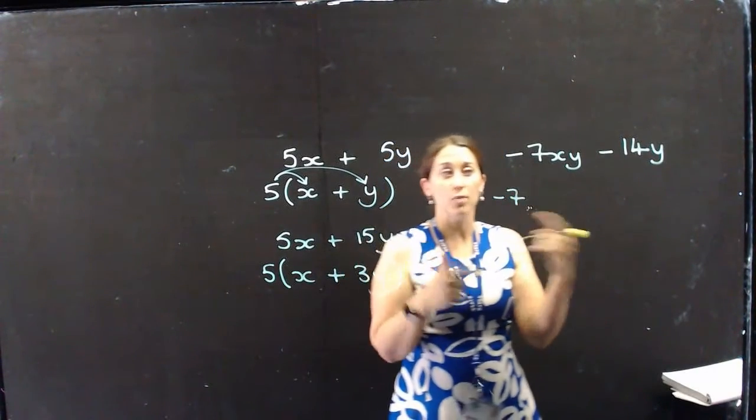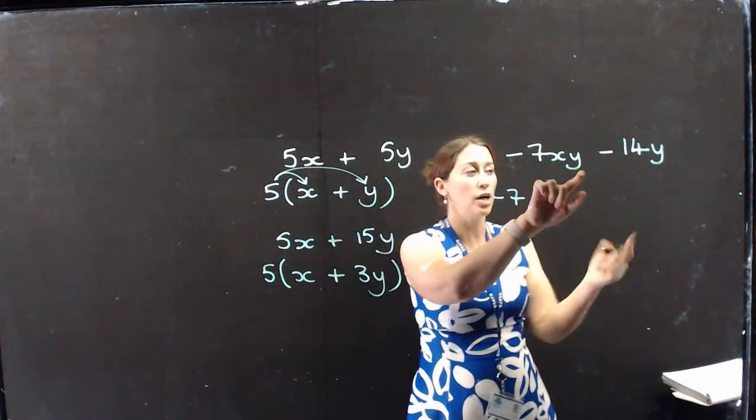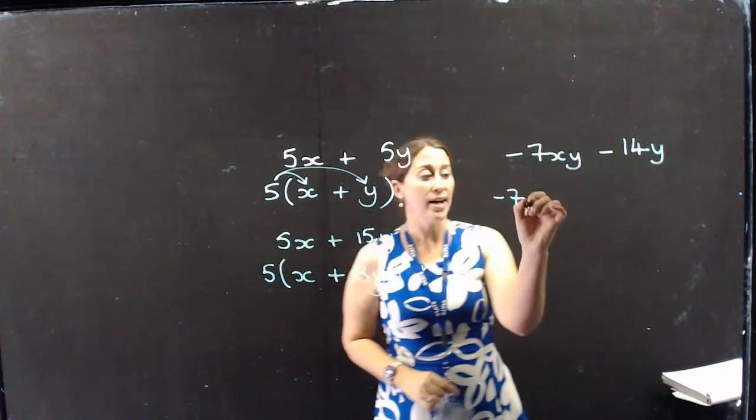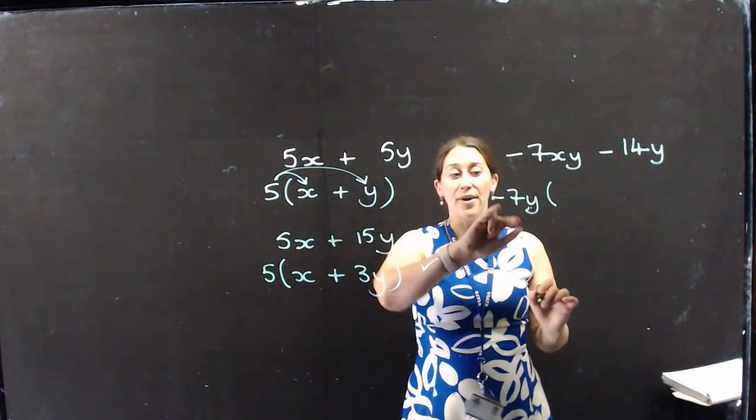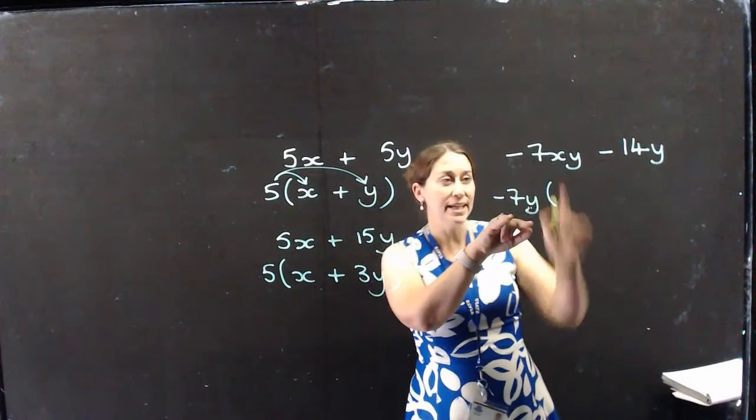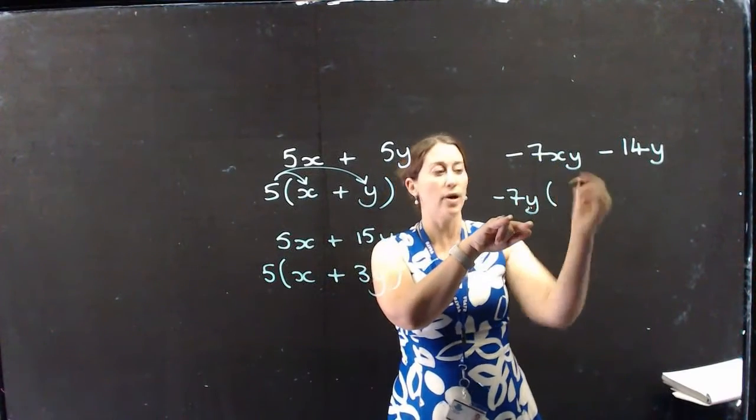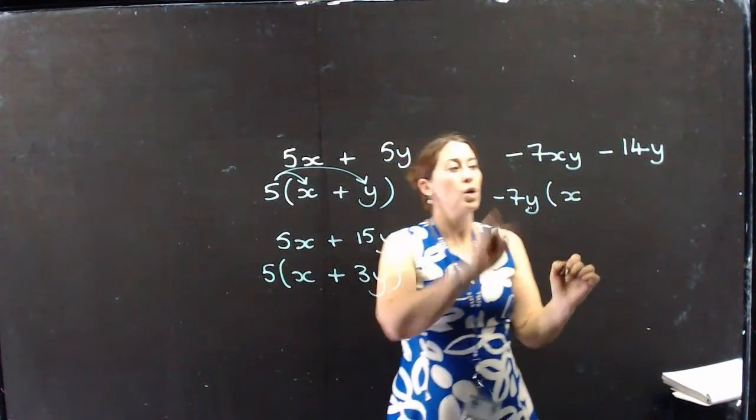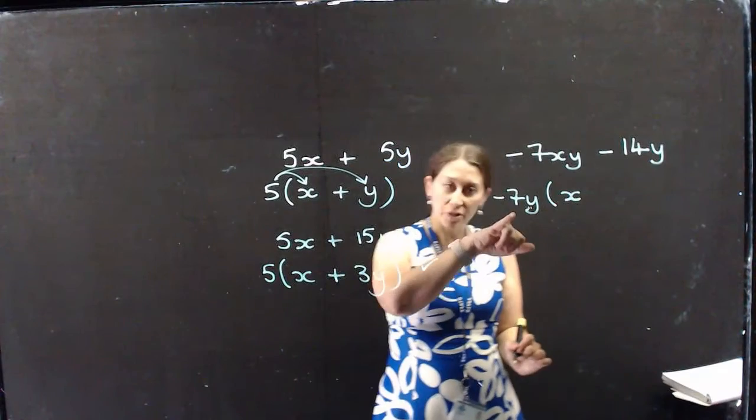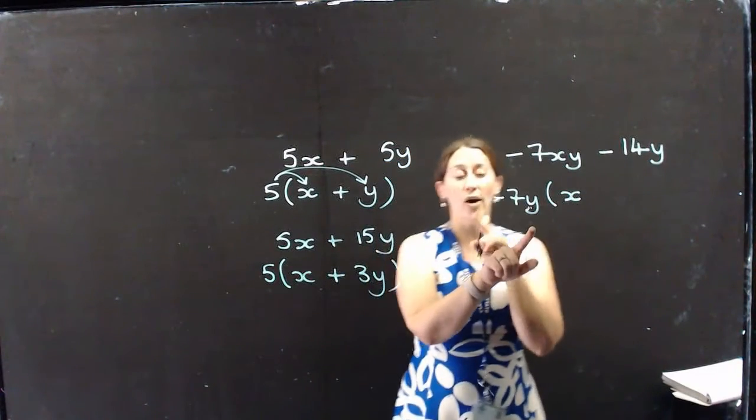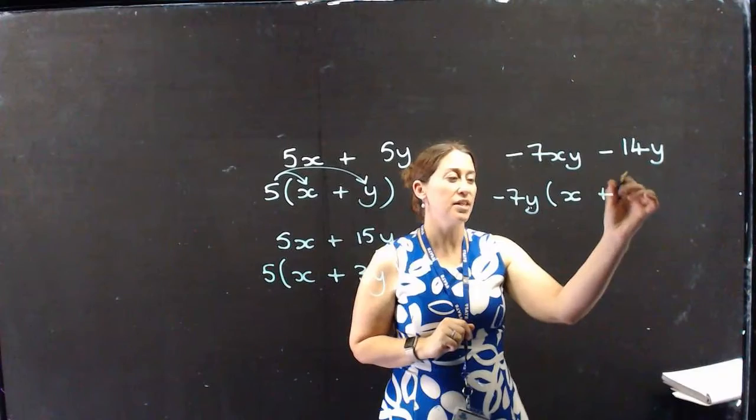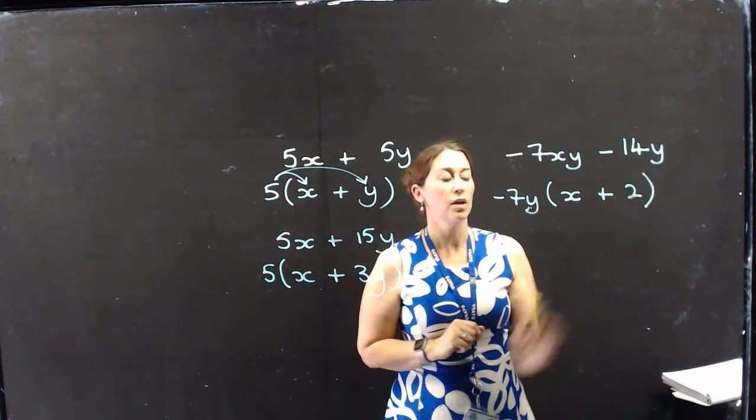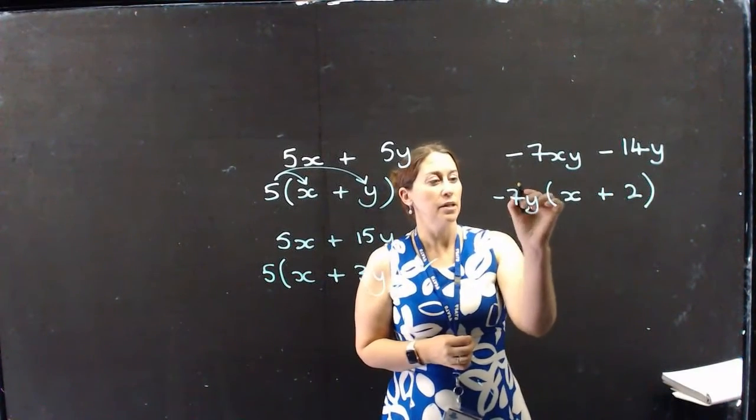Now we look at the pronumerals. Well, this has an x and a y, this has a y. So y is the highest common factor there. What do we multiply negative 7y by to give negative 7xy? x. What do we multiply negative 7y by to give negative 14y? It's positive 2.